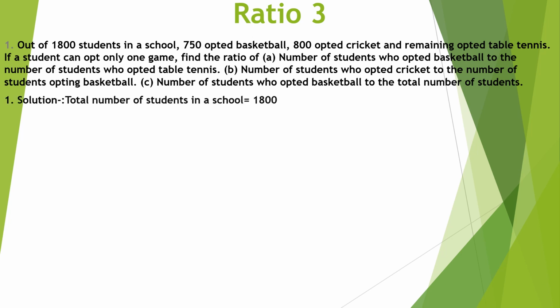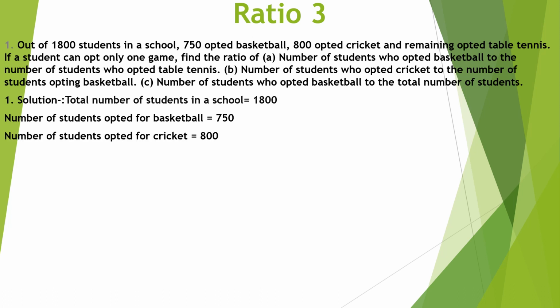Total number of students in a school are 1,800. Number of students who opt for basketball is 750. Number of students who opt for cricket is 800. Rest of the students will opt for tennis.